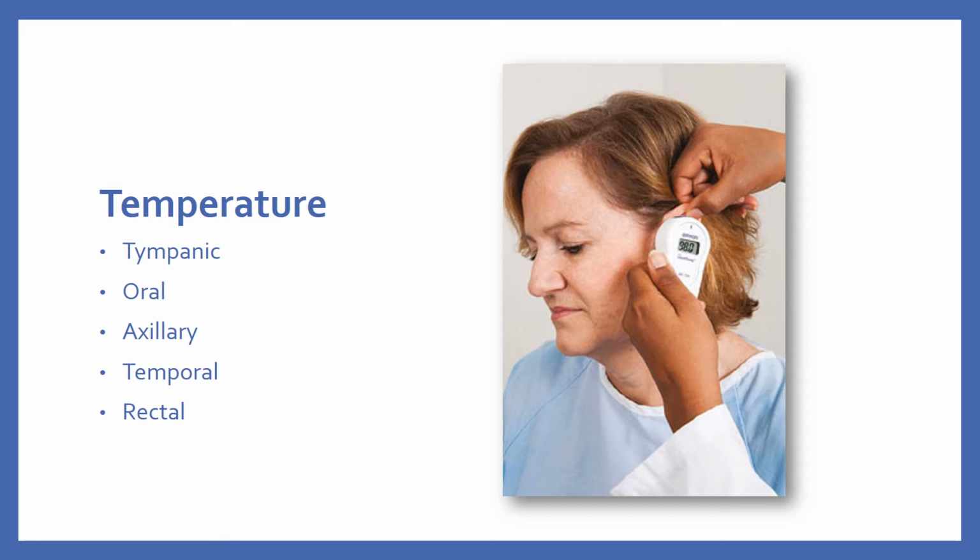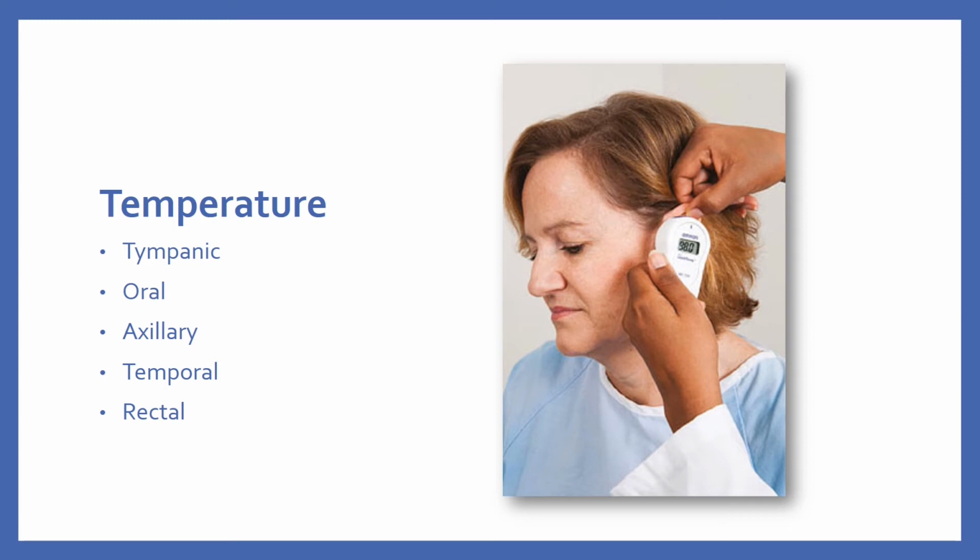To measure axillary temperature, you want to hold the electronic thermometer under the axilla or the underarm firmly by having the client hold the arm down. The axillary temperature is 0.5 degrees Celsius lower than your oral temperature.